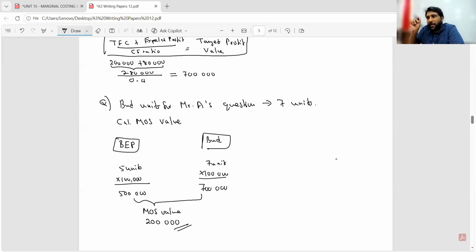I told you, when it comes to the sales value, using the CS ratio you can find it. How to find the break even point sales value using the CS ratio? Total fixed cost divided by the CS ratio. Target profit sales value, how to find it? Total fixed cost plus the target profit divided by the CS ratio will give you the sales value. Likewise, margin of safety value also you can get using the CS ratio.